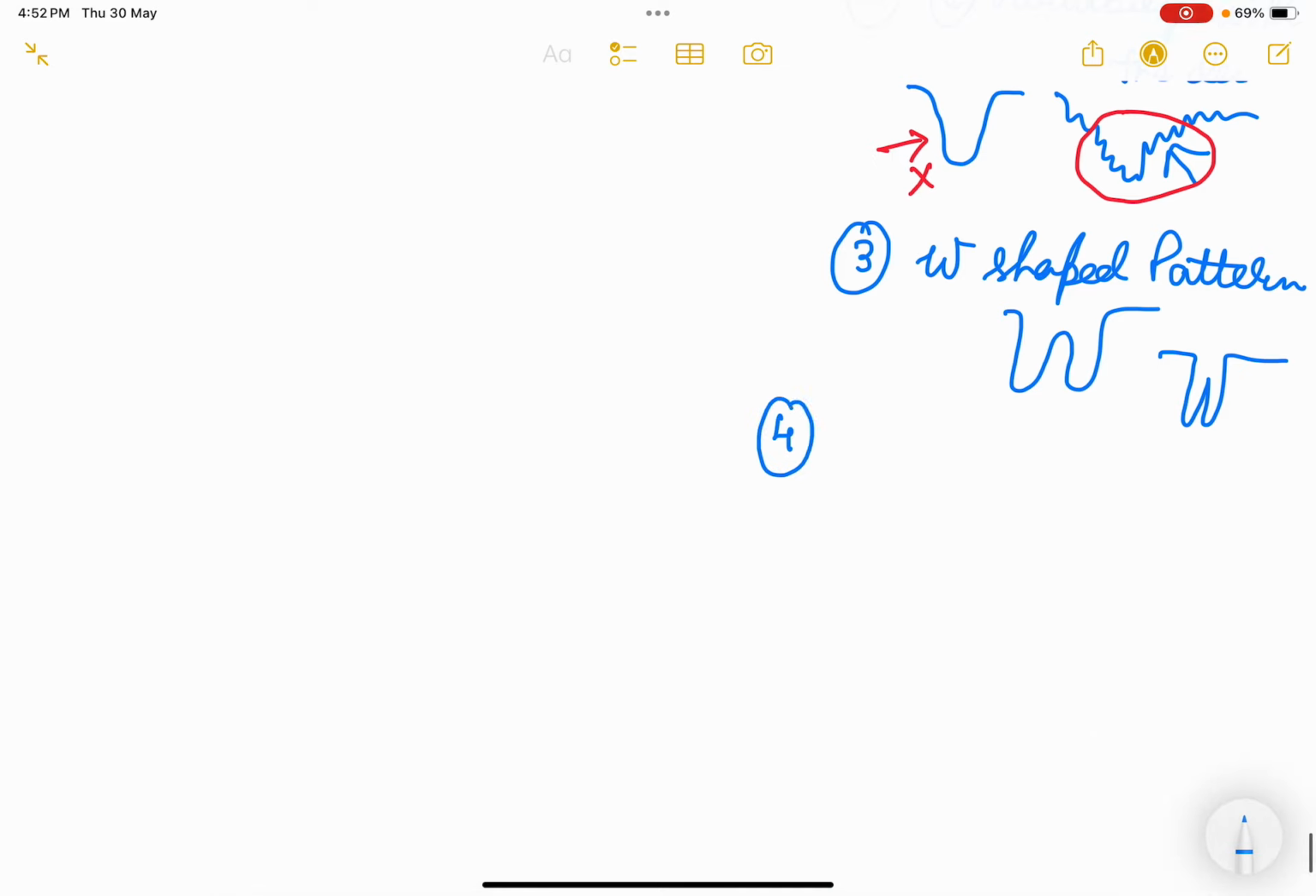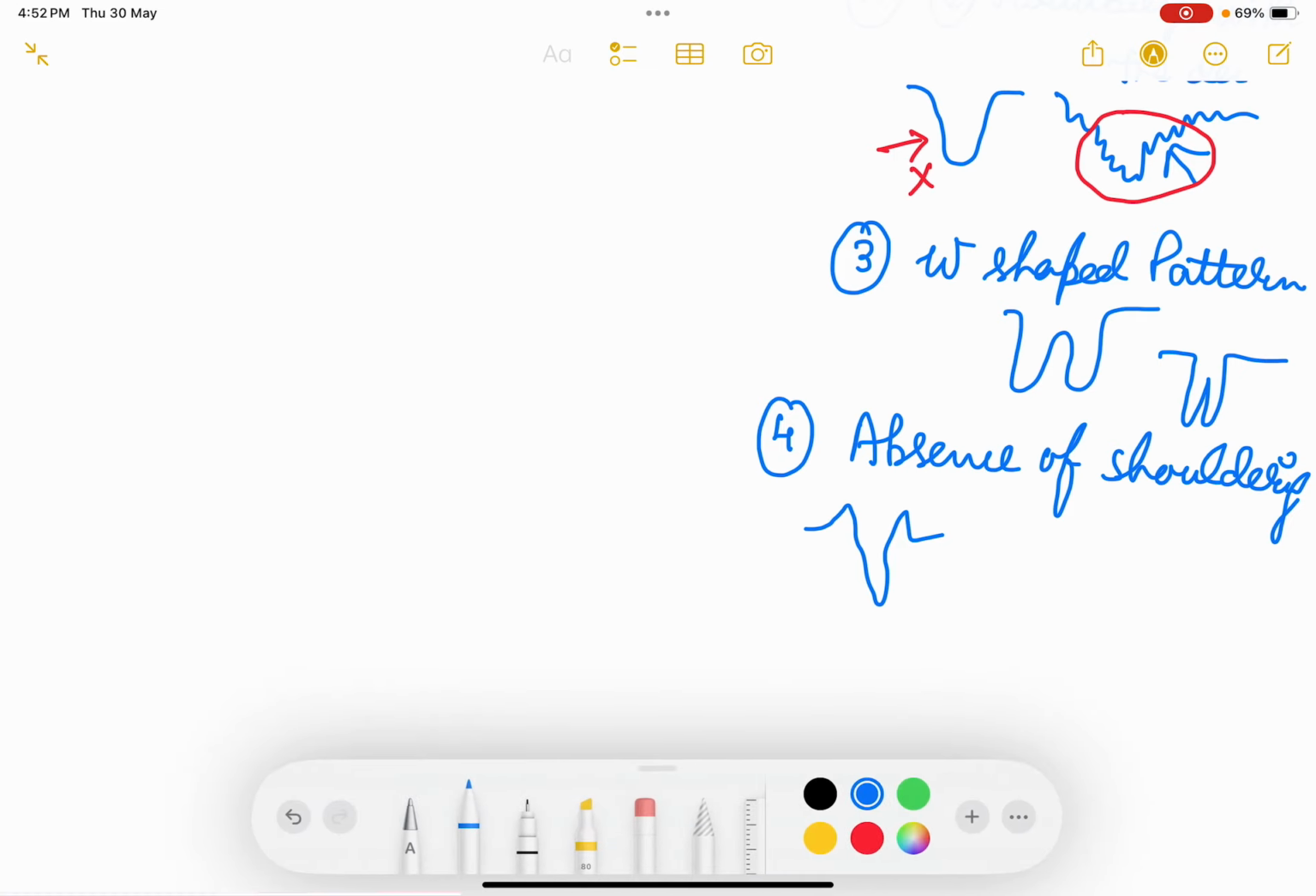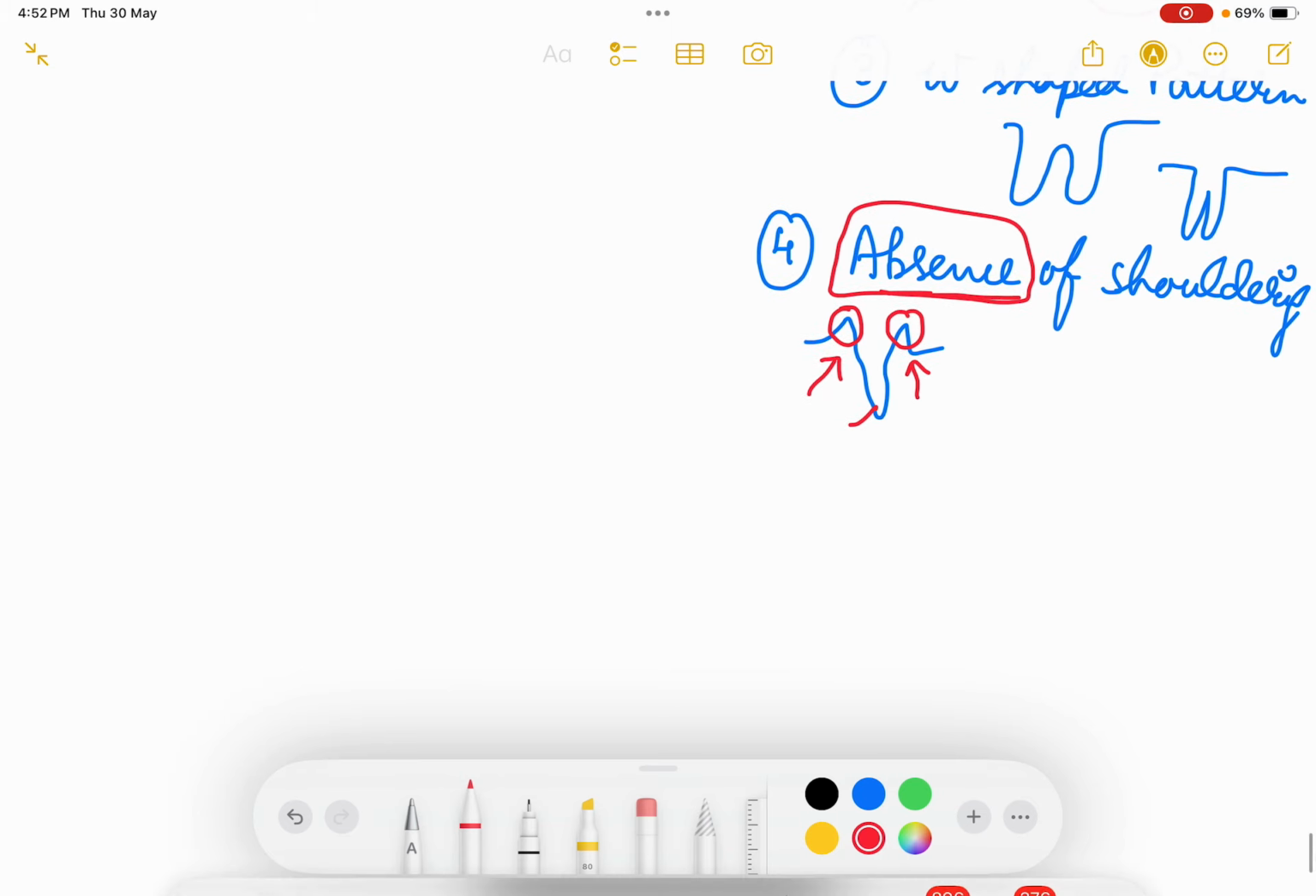Number 4 is absence of shouldering. Now what do you mean by this? Shouldering means before and after each deceleration, generally there is a bit of rise in the fetal heart rate, which is called shouldering. This is because the sympathetic system always tries to overpower the parasympathetic system. So whenever there is a deceleration, the heart rate rises a little before and after it. So these are called shouldering. Shouldering is a good feature, but absence of shouldering is a concerning feature. Remember, absence of shouldering is a concerning feature.